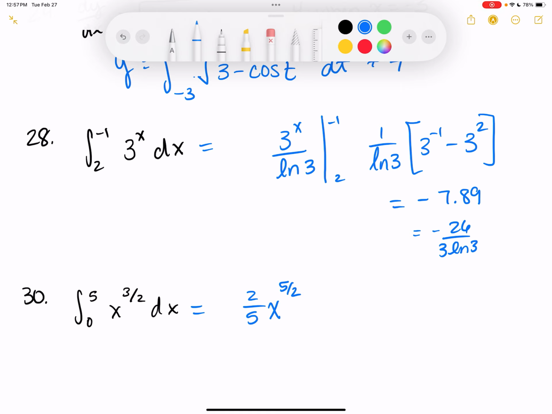Now, just like I had the 1 over the ln of 3, I can do the same thing with the 2/5, pull it out front for when I multiply it. If you don't, that's fine, but just to make life easier. So it's going to be 2/5 times 5 to the 5 halves minus 0 to the 5 halves, which you wouldn't have to do that part, obviously.